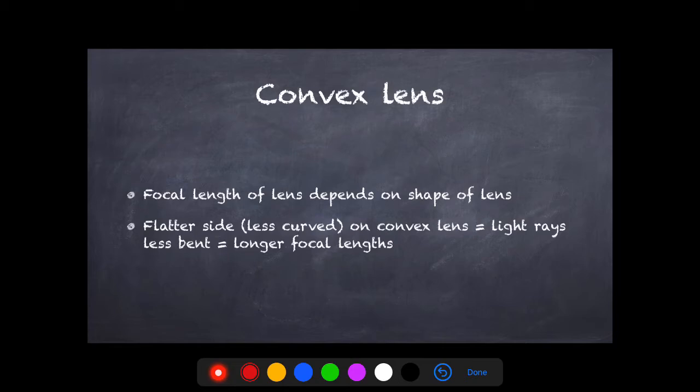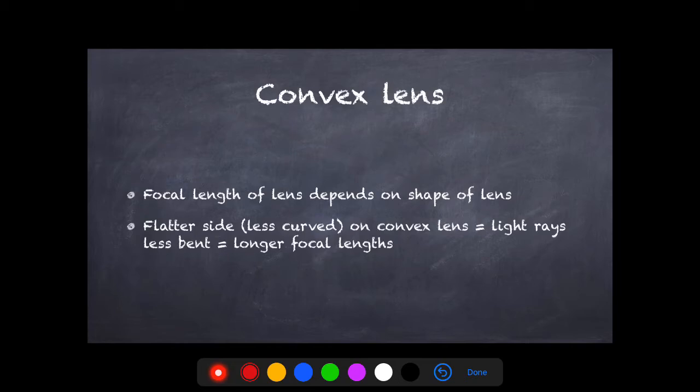Okay, now remember the focal length is the distance from the focal point to the lens, or the mirror. So when we talk about the focal length of a lens, it depends on the shape of the lens. So if the shape of the lens is concave or convex, and it's also going to depend on how much the lens is curved. Is it more curved? Is it less curved? And so I kind of just broke it down into simple terms. So I said the flatter side, which means the less curved a convex lens is, that means light rays are going to be less bent and you're going to have a longer focal length.